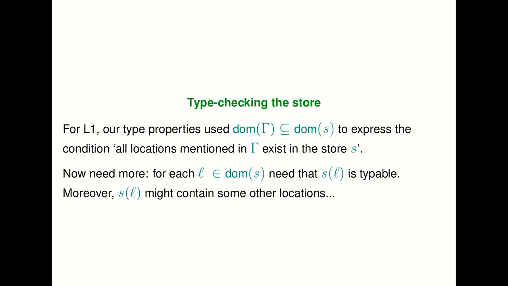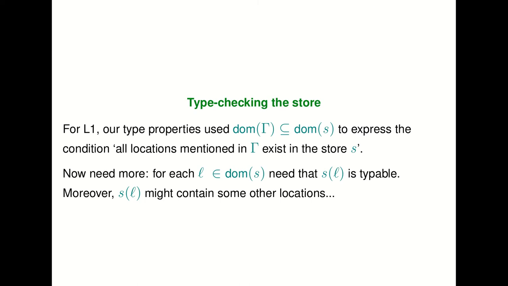And so our statement of type safety has to change as well. When we stated progress and preservation before, our type properties said that the domain of gamma had to be a subset of the domain of S. That expressed that every location mentioned in gamma occurs in the actual runtime store S. And now, because the value at each location can be different, we need to have a stronger condition. We need to say that for each location in the domain of S, S of L is typable under whatever gamma of L says.